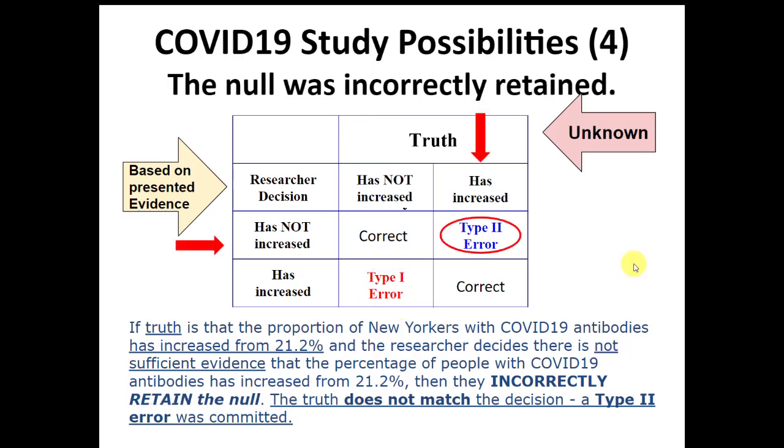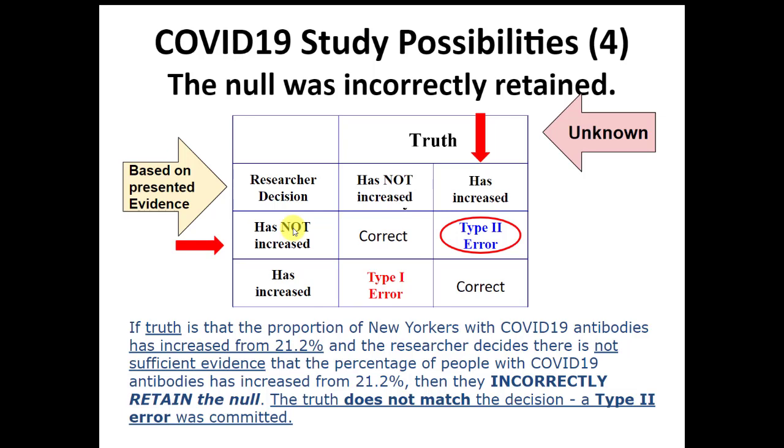The last possibility that can happen is that the truth is that the proportion of people that have the COVID antibodies has actually increased. But something has happened in the study that based on the evidence, there is not sufficient evidence to decide that it has increased. So the researcher decides to retain the null incorrectly. The null should have been rejected, but it was retained. In that situation, the researcher has incorrectly retained the null, the truth does not match the decision, and a type 2 error was committed.